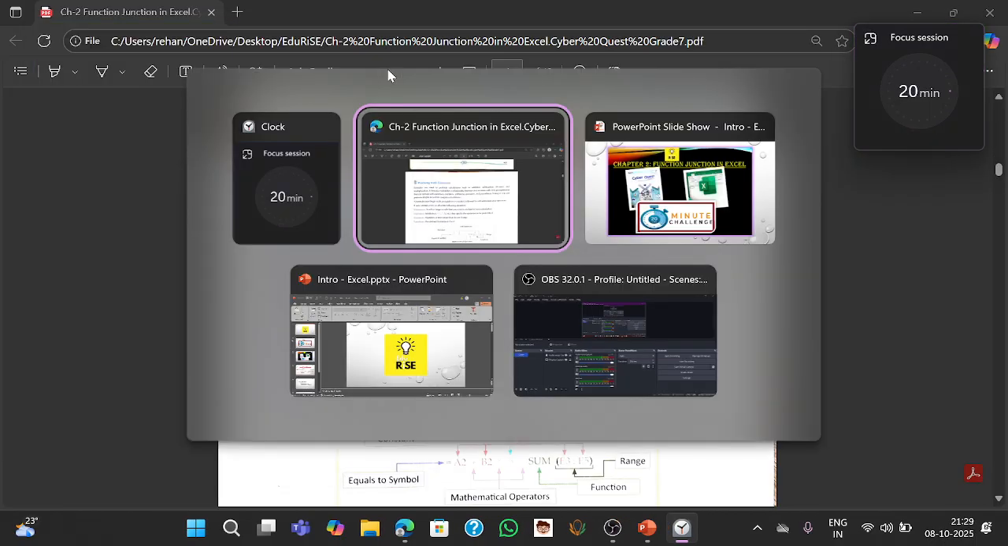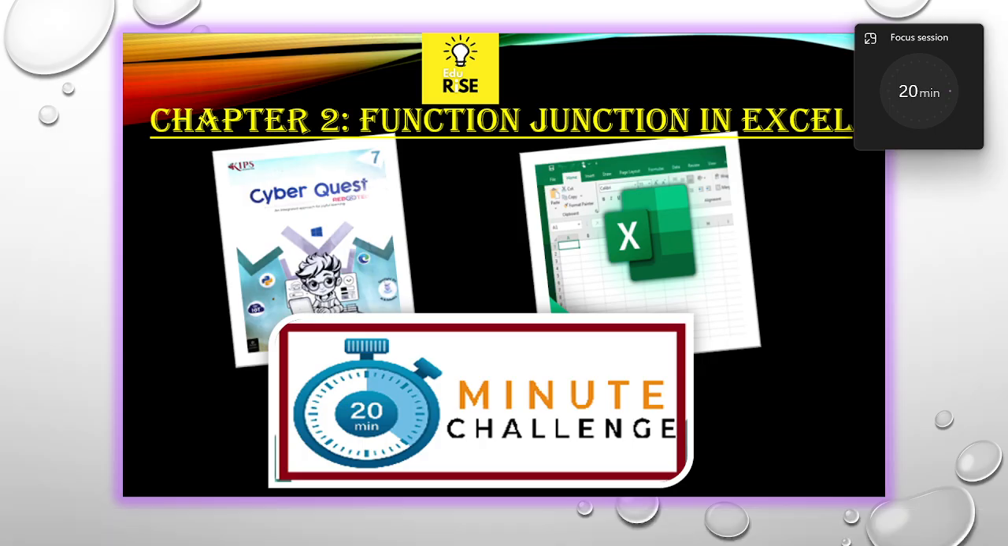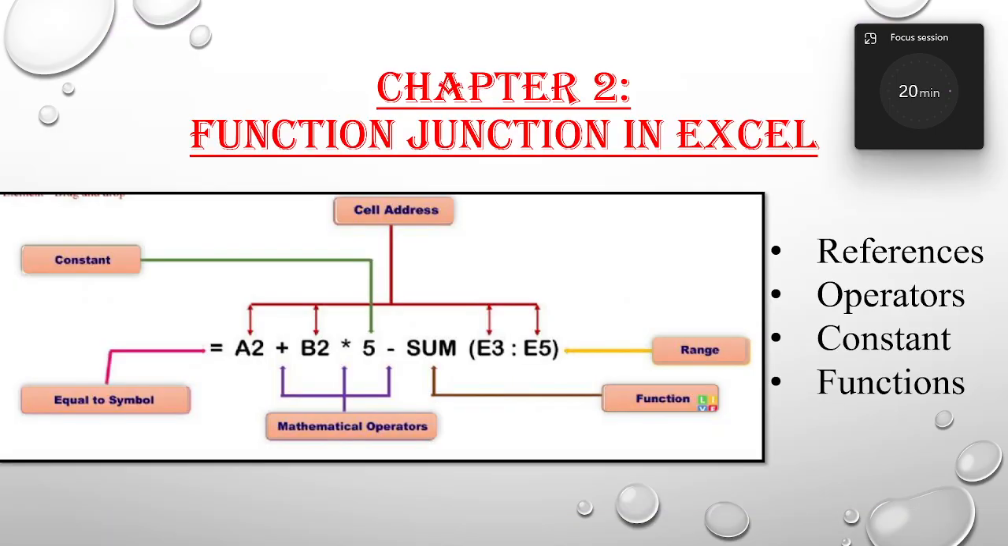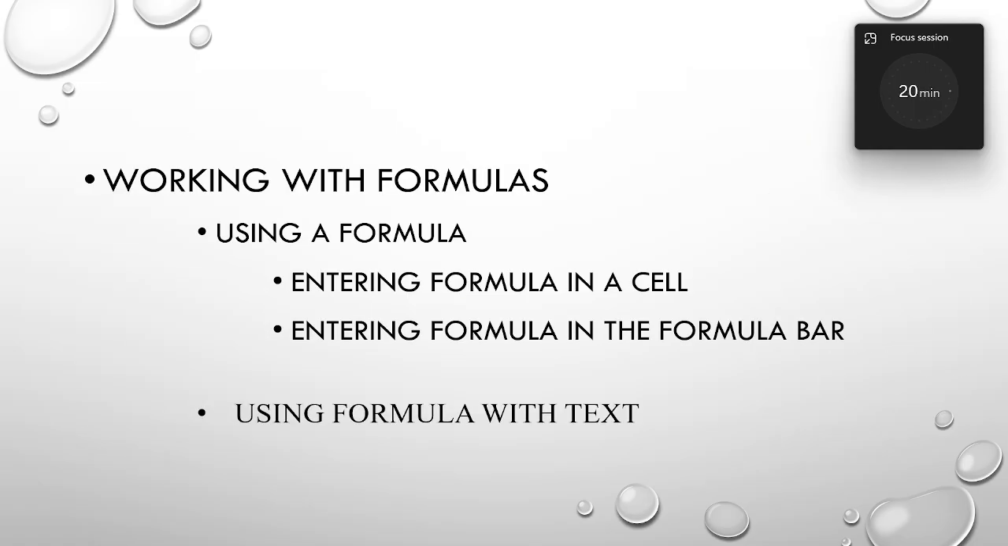I have prepared a small summary sheet for you to understand the topics that we are going to cover. This is the second chapter, Function Junction in Excel. I'll come to this expression later. This is the summary sheet, you can say, of what topics we are going to see in today's 20 minutes challenge. We are going to start with working with formulas, how a formula can be used in an Excel sheet, either entering it in a cell or directly entering it in the formula bar.